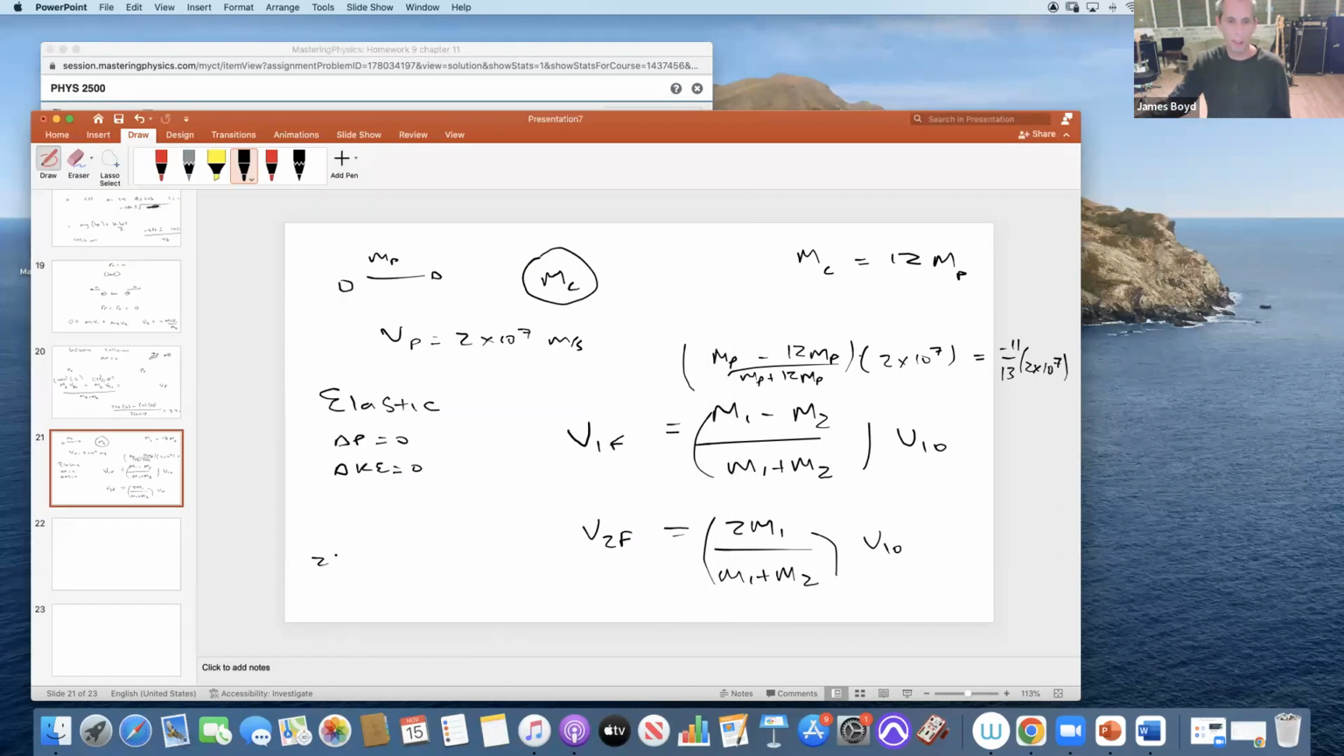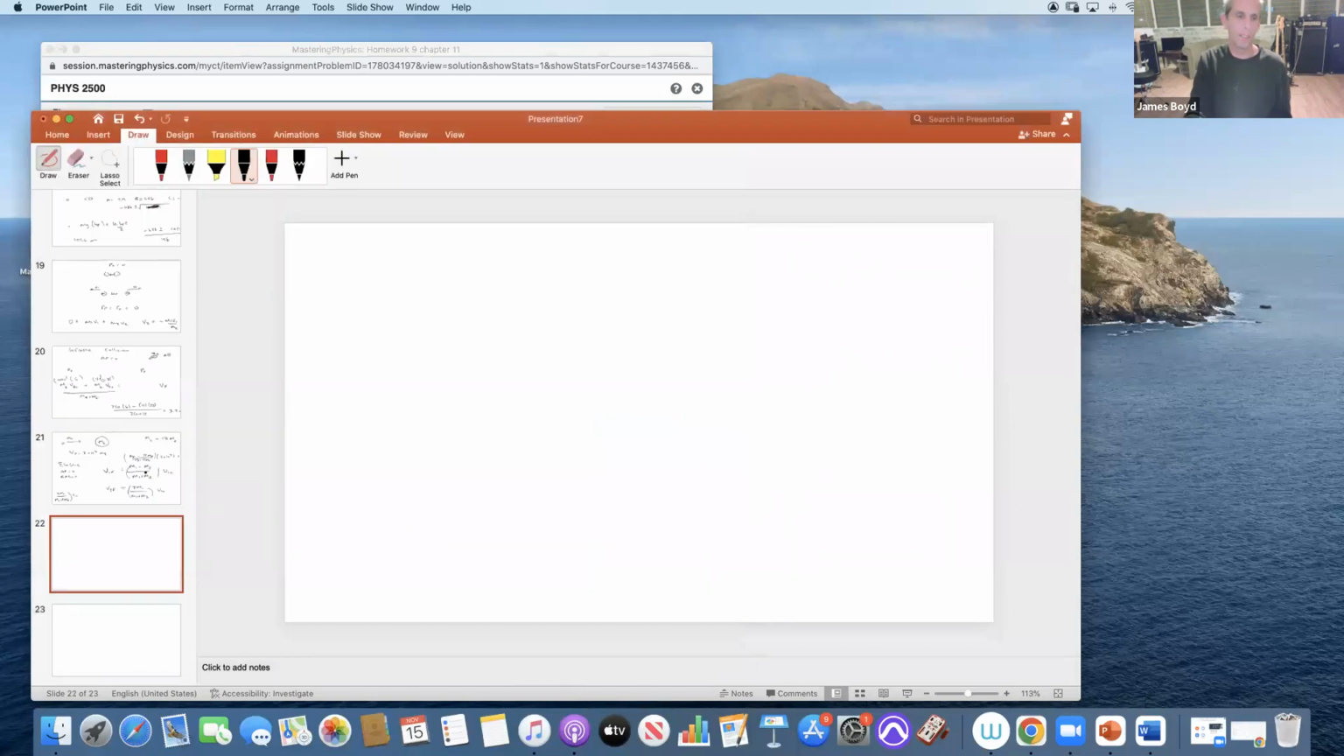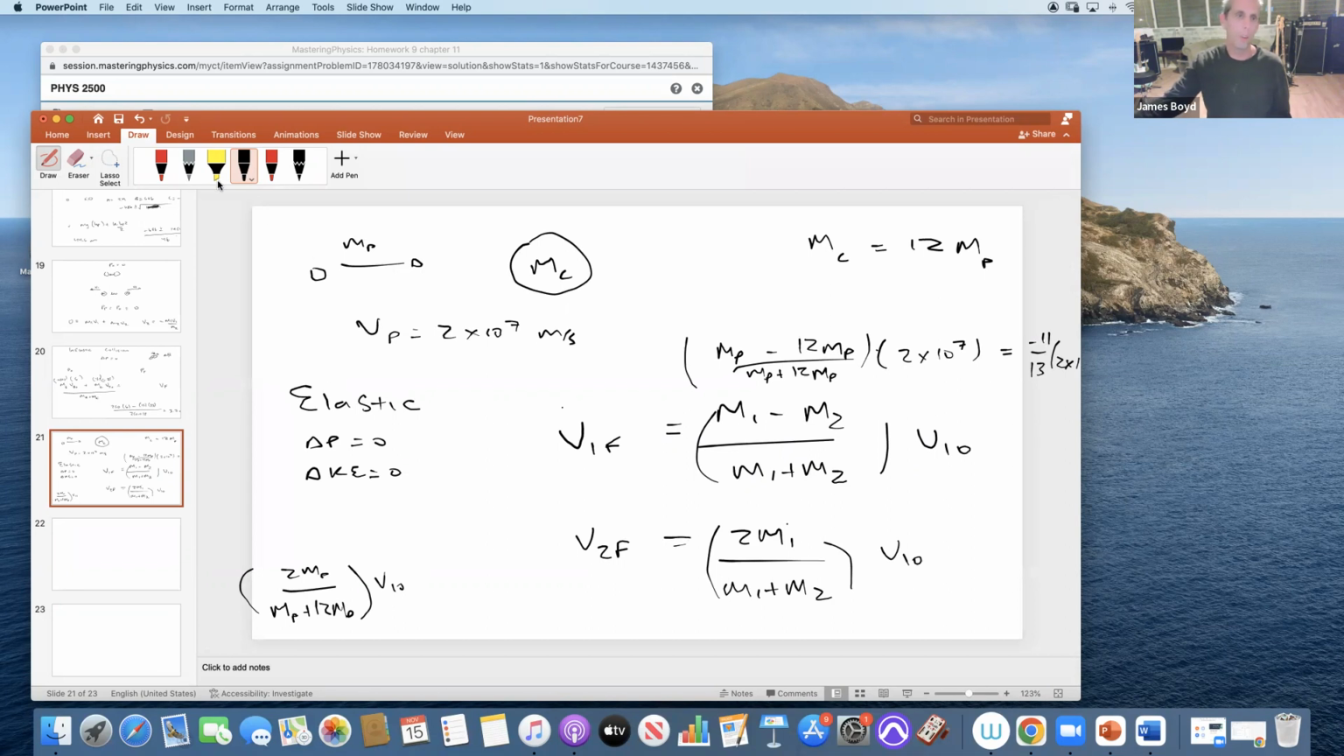2 times the mass of the proton over the mass of the proton plus 12 times the mass of the proton, times V1 initial, or 2 over 13. So 2 13ths times 2, 0.31 times 10 to the 7th, or 3.1 times 10 to the 6th. Whenever it's elastic, you know that the change of kinetic energy is 0, and you use these two equations to find your final velocities. This is only if your second mass is at rest initially. All right.